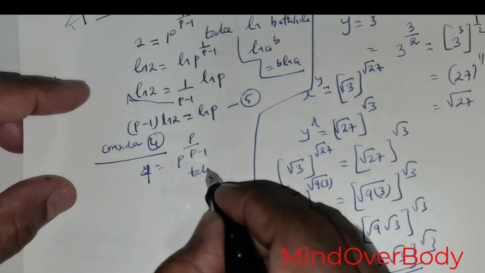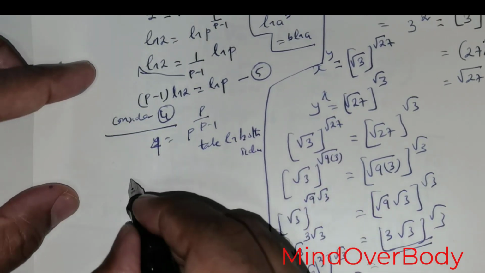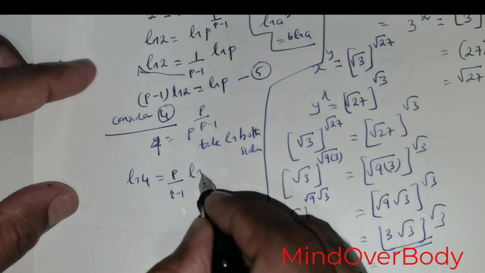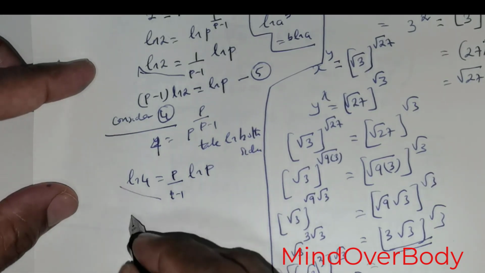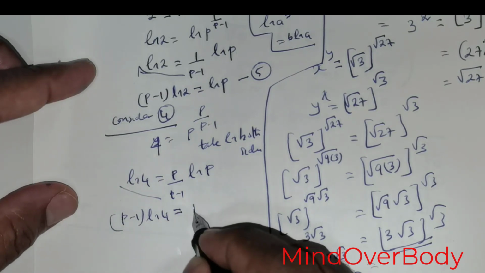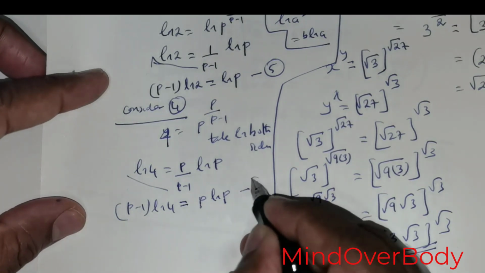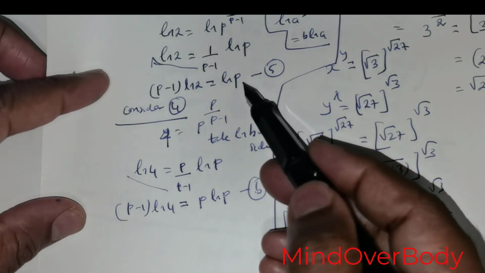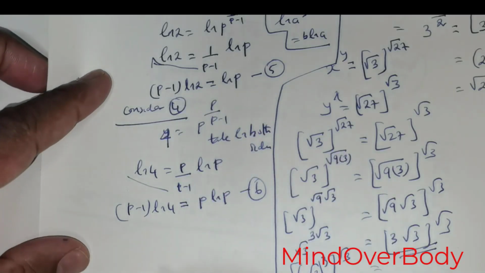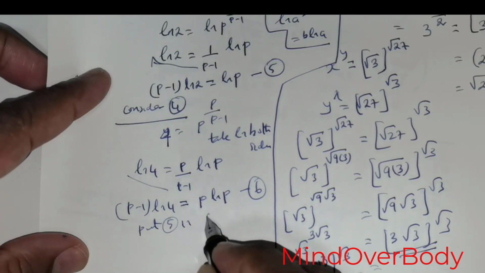Now I'm going to take ln both sides. Now when I take ln both sides, I would get ln of 4 is equal to p over p negative 1 times ln p. Now I'm going to cross multiply. I get p negative 1 times ln 4 is equal to p times ln p. Now if I were to take 6, my ln p, now just check this out, the value for ln p. Ln p has got a quantity in this fashion. So what I'm going to do is substitute there. So put 5 in 6.